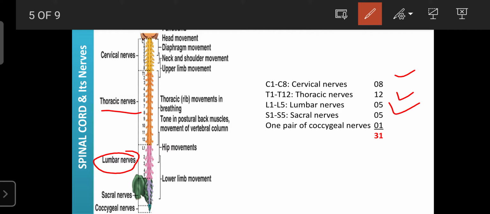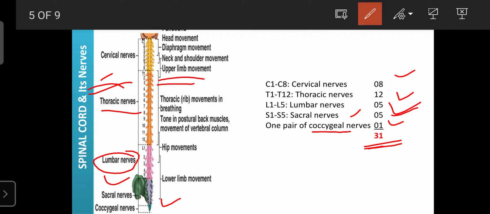These are 5 in number, and those that arise in the sacral region are known as the sacral nerves. These are 5 in number, and one pair arises from the coccyx bone or coccyx region. That is known as the coccygeal nerve, 1 in number. On both sides of the spinal cord, spinal nerves arise. So the spinal cord mainly consists of 31 pairs of spinal nerves.